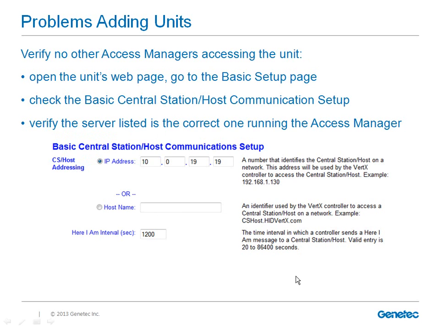Now the next step is to make sure that only one Access Manager is trying to control the unit. You can log into the unit and verify that the IP address under the basic central station host communication setup is the one of the server running the Access Manager.